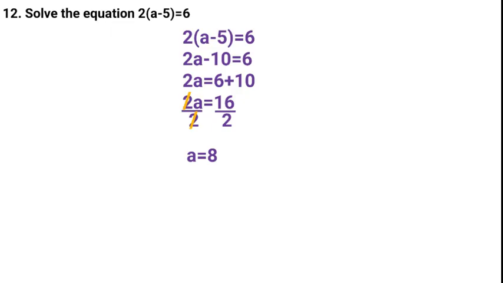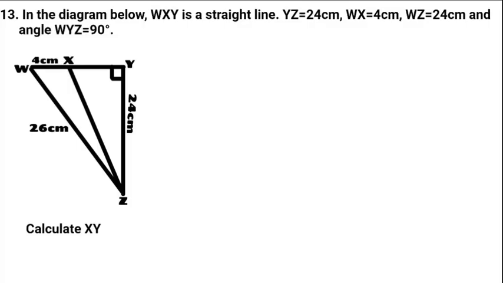Okay, now let's go to the next question. Question 13 was as follows. In the diagram below, WXY is a straight line. YZ is equal to 24 centimeters. WX is equal to 4 centimeters. And WZ is equal to 26 centimeters, not 24 there. I'm going to change that later on.